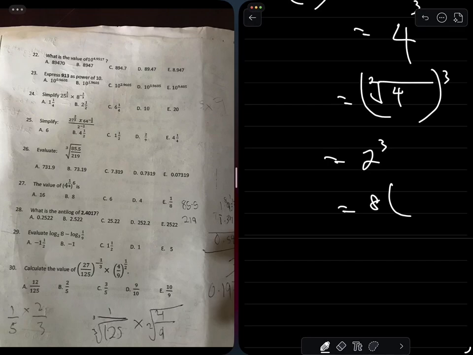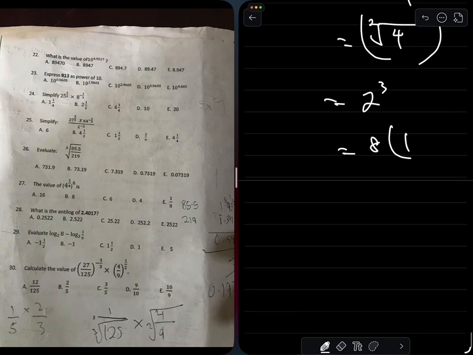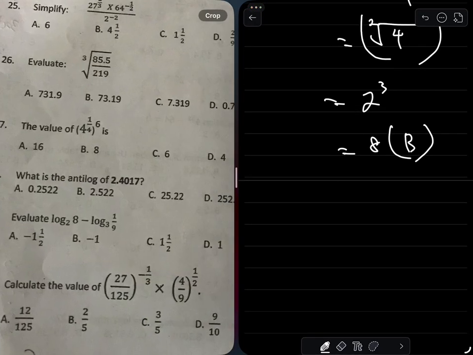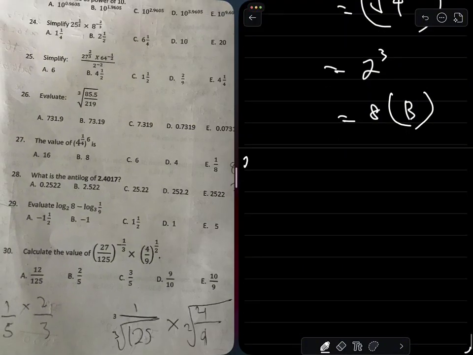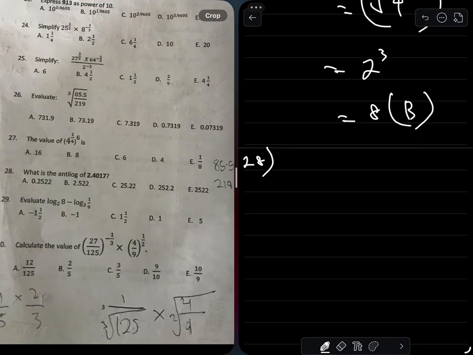And what's the option that matches that? 27. What's the option that matches that? And this is B. Number 28 quickly. What's 28? What is the antilog of 2.40?